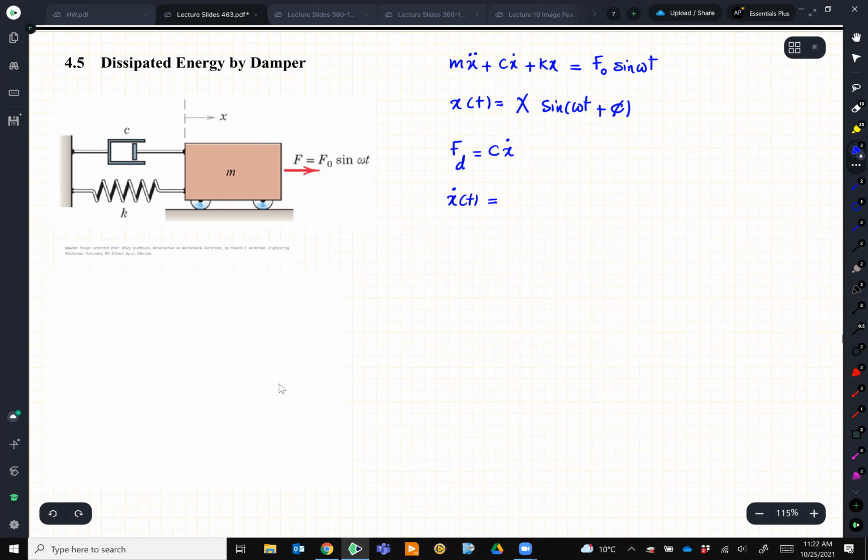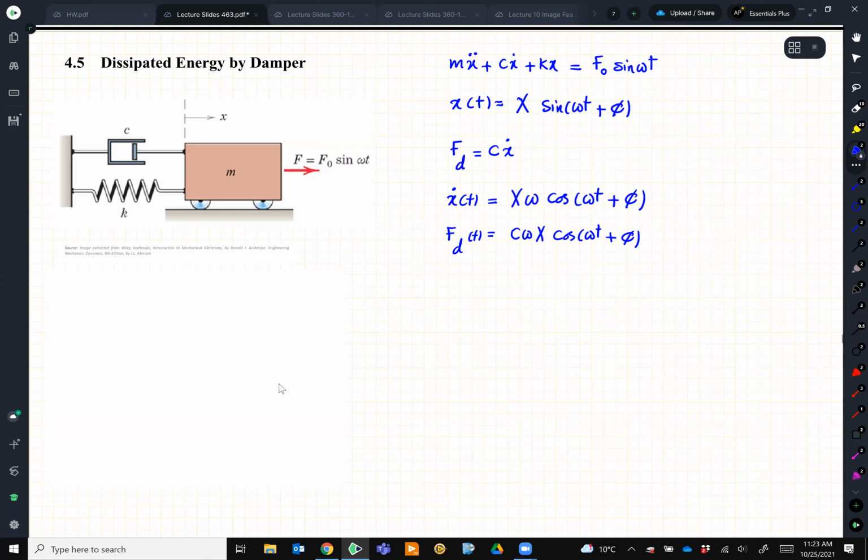And x dot t is going to be x omega cosine omega t plus phi. All right. So I can find out then F_D(t) is a function of time, it's changing with time, and it is c omega x cosine omega t plus phi. So that is the magnitude of this force. We don't care about how it changes with time. We care about the magnitude, that's the magnitude.